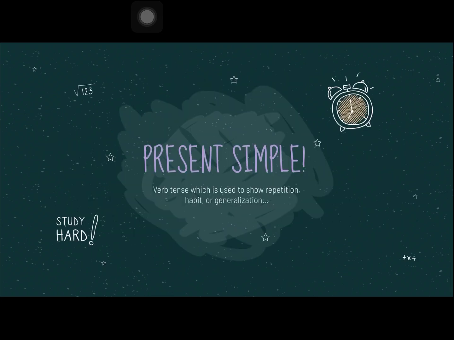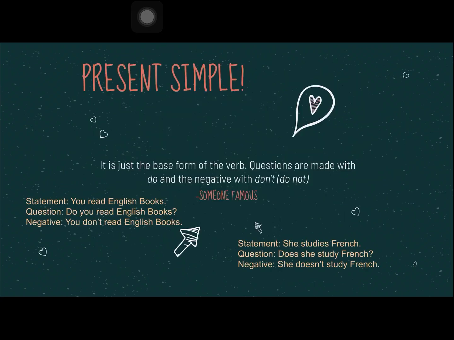Perfect. Let's start. The present simple is a verb tense which is used to show repetition, habit, or generalization, like general things. It is just the base form of the verb. Questions are made with do, and negatives with don't or do not. Remember that those are the different ways to say a sentence in present simple.